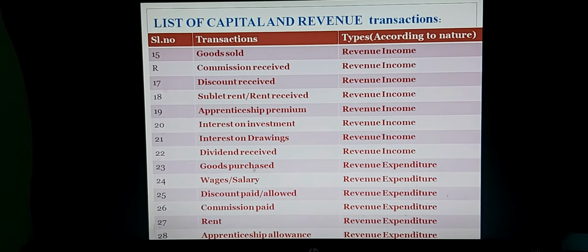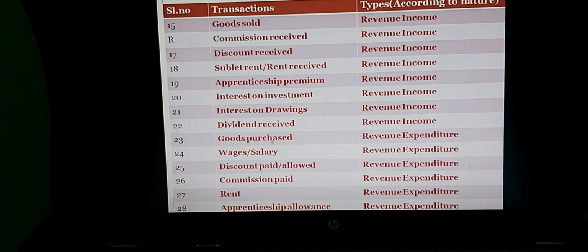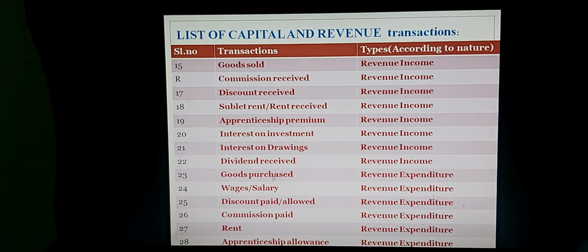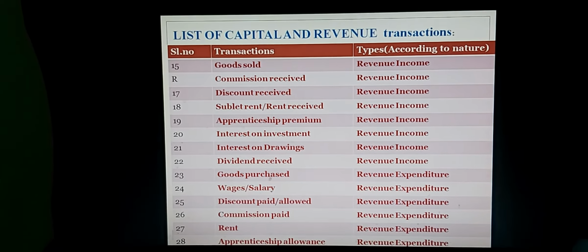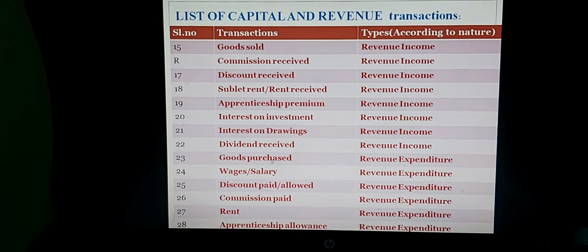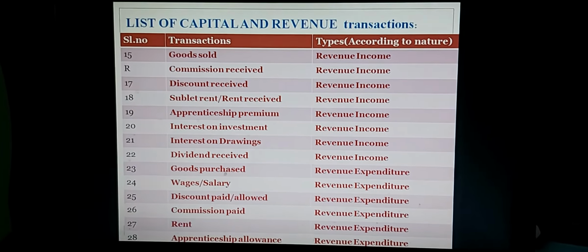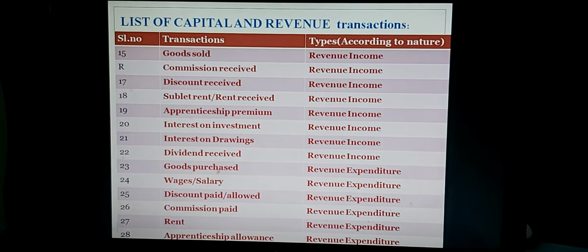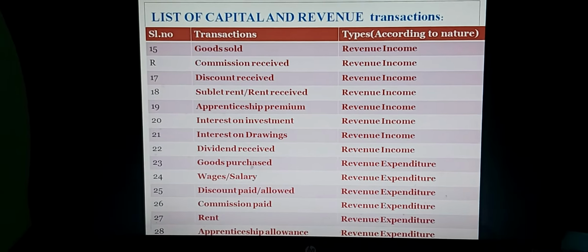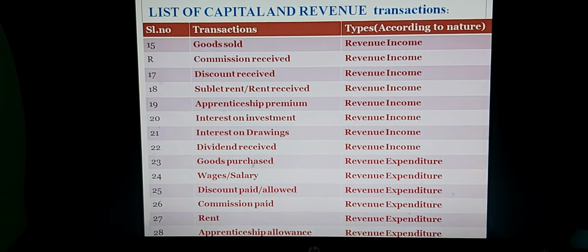15. Goods sold. It's a regular item and recurring, and occurs several times in any business. Goods sold is one of the main important revenue incomes. So goods sold, what type of transaction? Revenue income or revenue received.